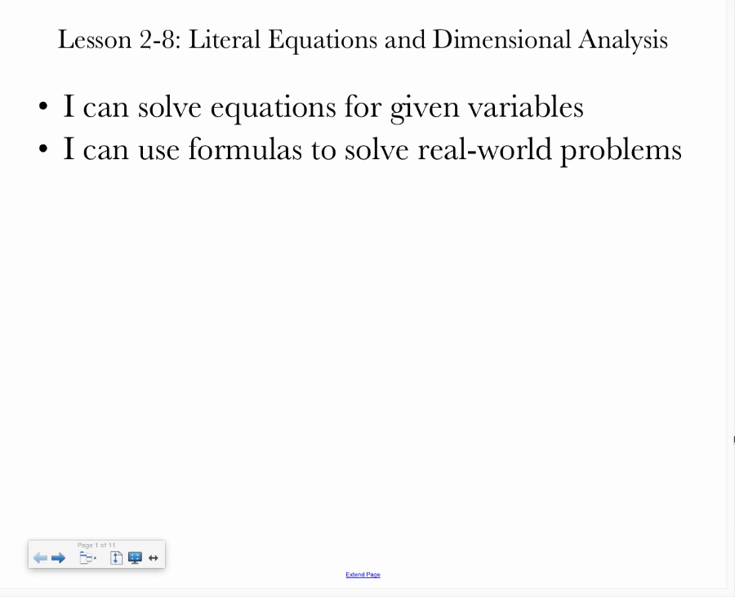Hello class, welcome to lesson 2.8, which is all about literal equations and dimensional analysis. By the end of this lesson, you should be able to solve equations for given variables, and you should be able to use formulas to solve real-world problems.